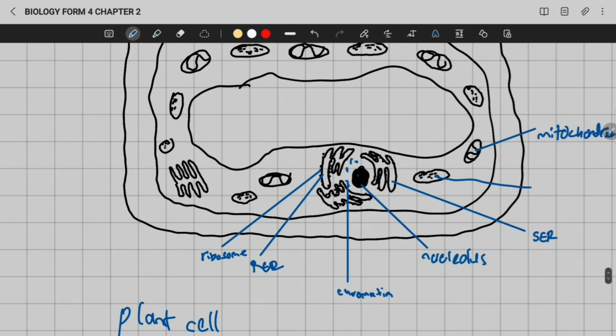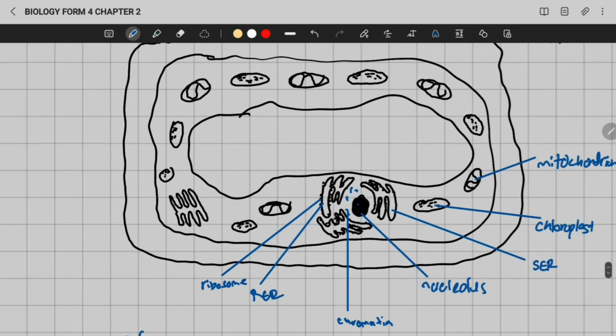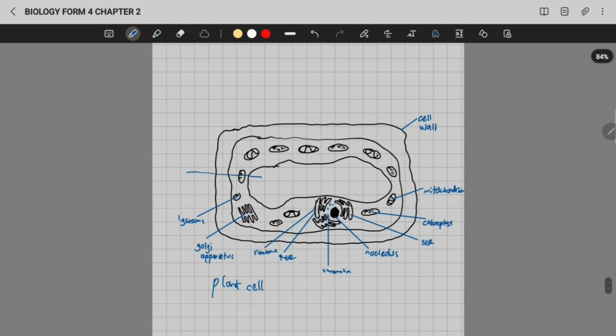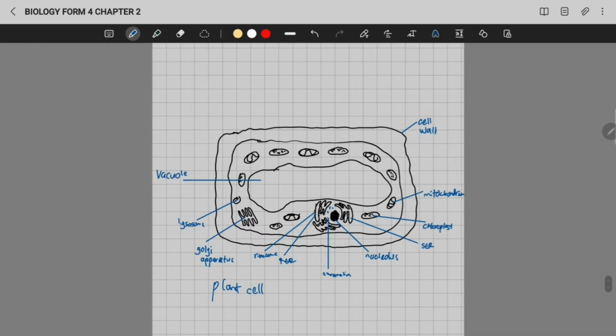And then we have this chloroplast. Chloroplast only exists in plant cells. Also, we have the Golgi apparatus. Remember, the plant also needs to produce its own enzymes and so on, so it still needs the Golgi apparatus. Oh, I forgot. And then we have the lysosome. We have the vacuole, it's a huge thing, the vacuole. And the plasma membrane.